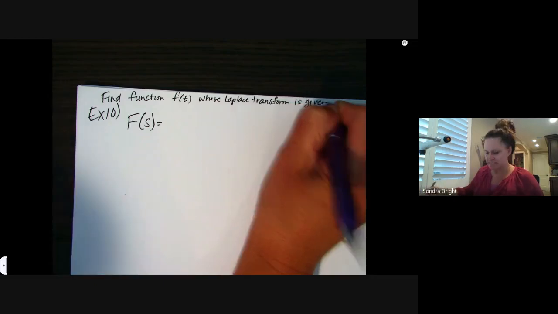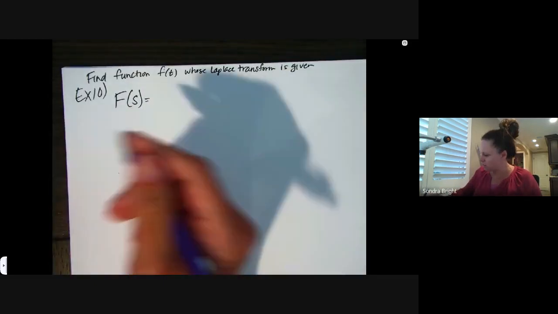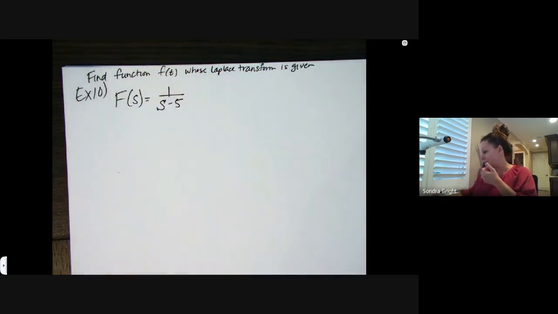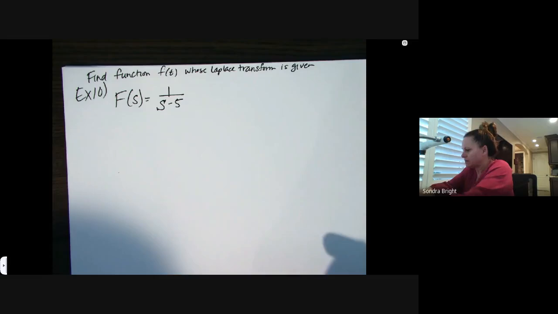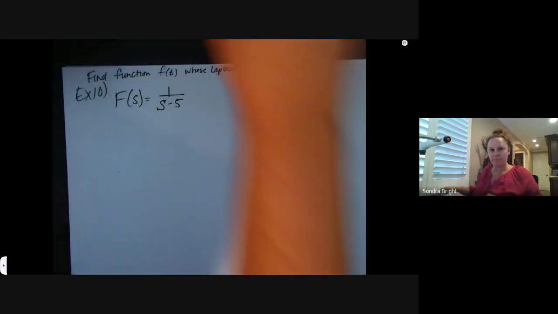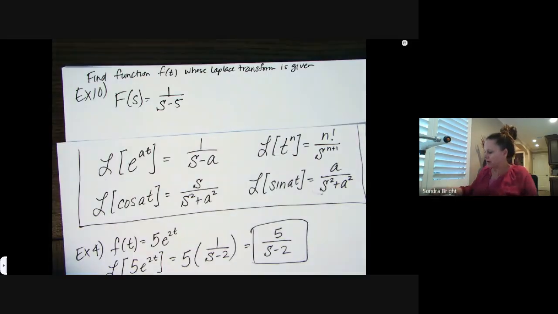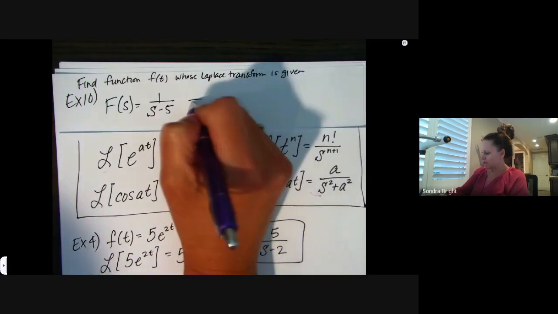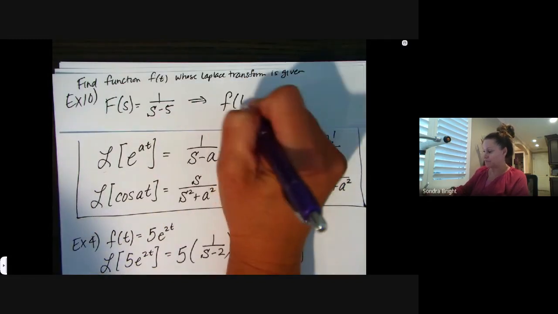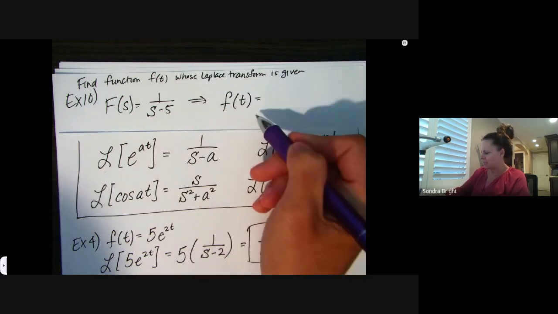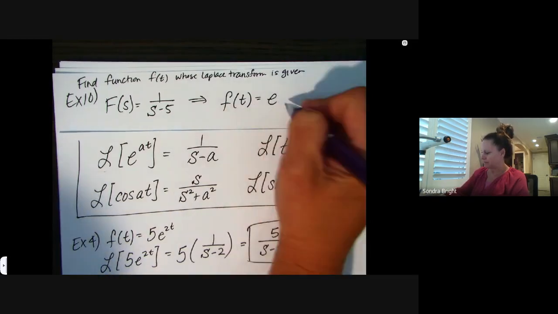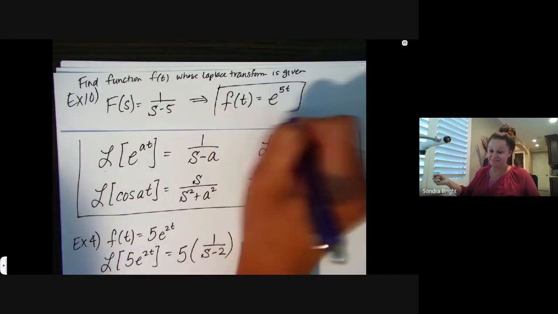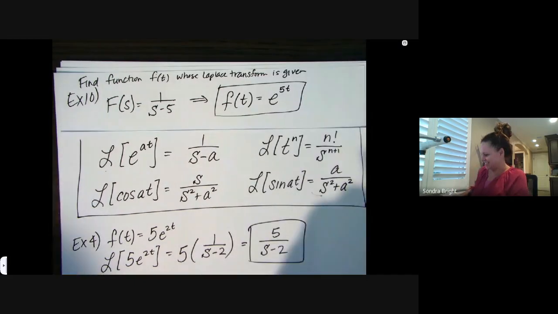If big F of s is 1 over s minus 5, that should be pretty easy. You can totally see the pattern: it's s minus a. So that means your little f of t will be e to the 5t. Easy peasy lemon squeezy.